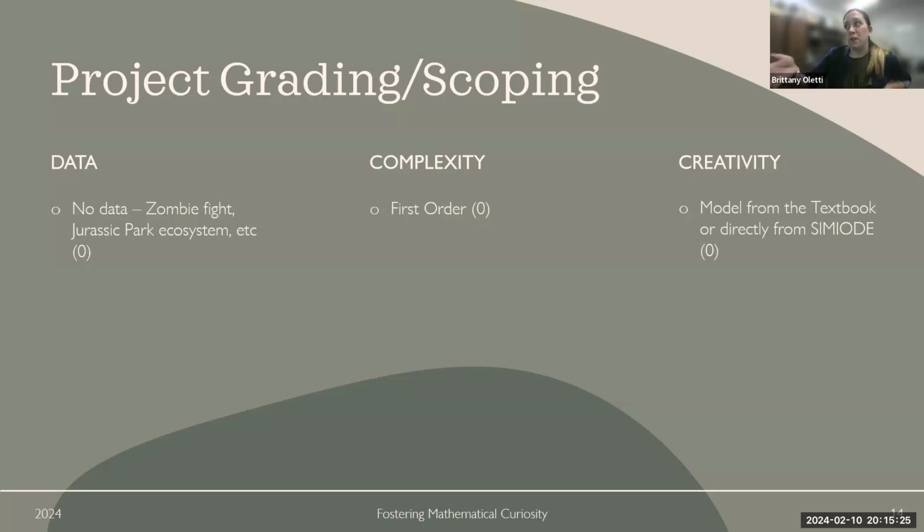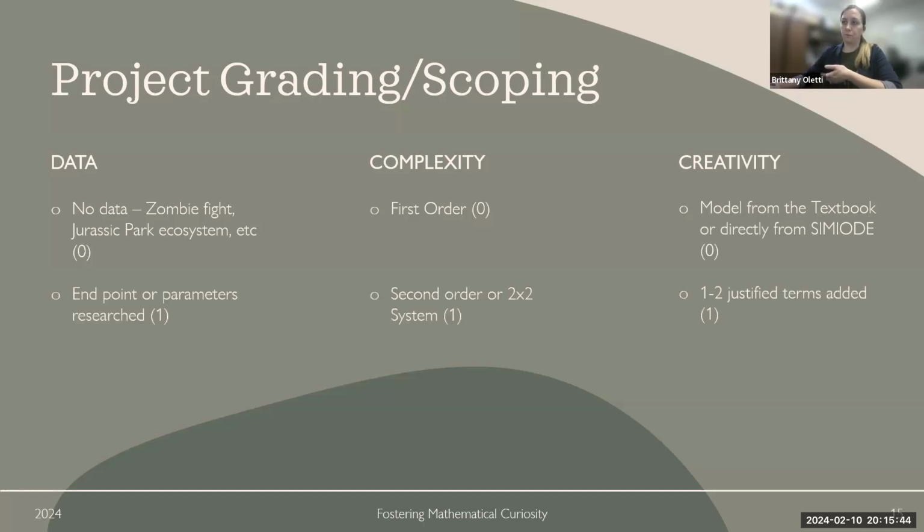So we gave everybody a baseline. We said, hey, the baseline for data, complexity, and creativity would be, you have no data. That's a 0 in terms of points. Complexity would be like a first order. And then creativity would be like you took a model directly from the textbook. The next level, for data, you researched the endpoints or some sort of parameters. For complexity, it'd be like a second order or a 2x2 system. And then for creativity, you add on 1 or 2 justified terms. So it's not just your canonical textbook.